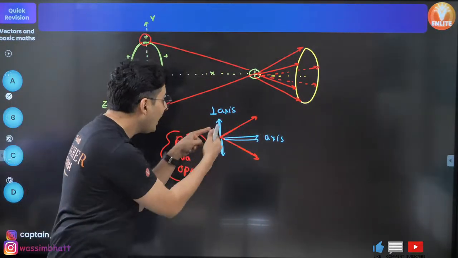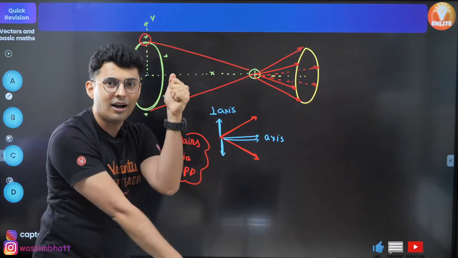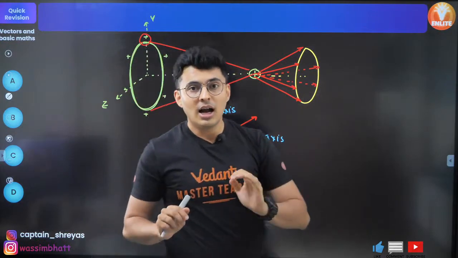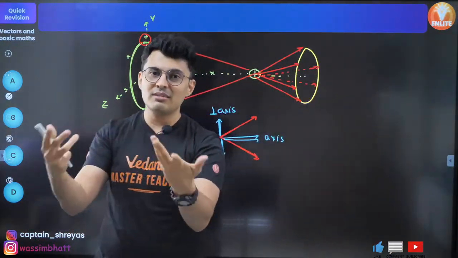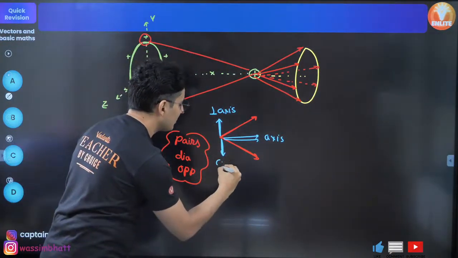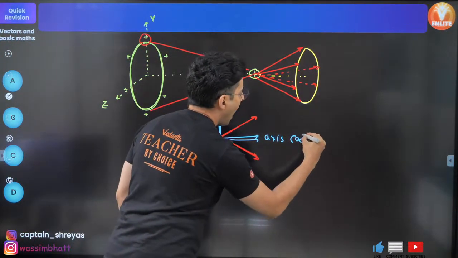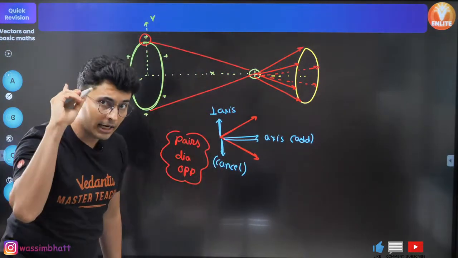The x-axis components will add. Why? The others will cancel, as they are opposite. One is pushing here, another is pushing here. Their forces will cancel. Any such vector will cancel. So this will basically cancel, and this will basically add. Correct?